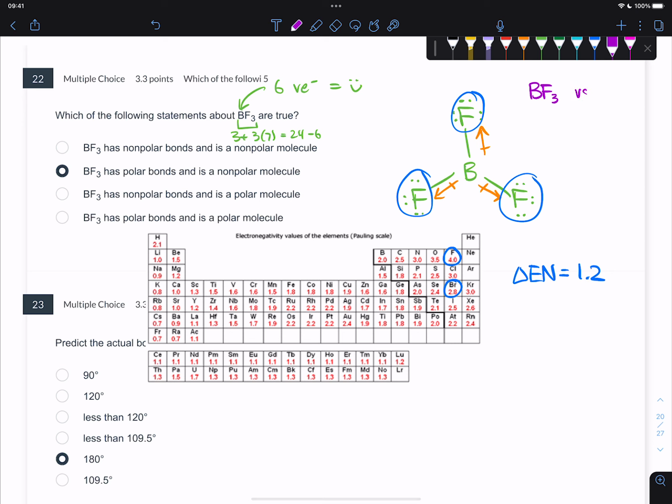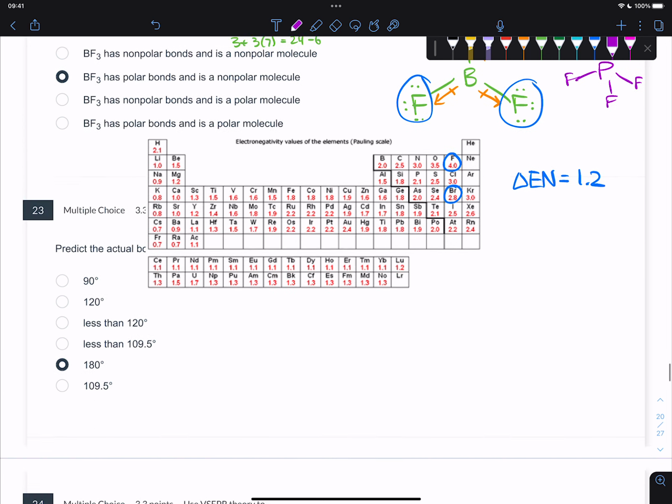But if you compare BF3 to, say, PF3, if you were to draw PF3, it would look like this. It would be P with a lone pair, and then you have your 3 fluorines, and this is very clearly polar because you have a lone pair on that central atom. So always look for the lone pair on the central atom to see if it's polar or not. That's a clue, but don't say it's 100% true. Say it's like 90% true, 95, 99, something good enough to get you through.